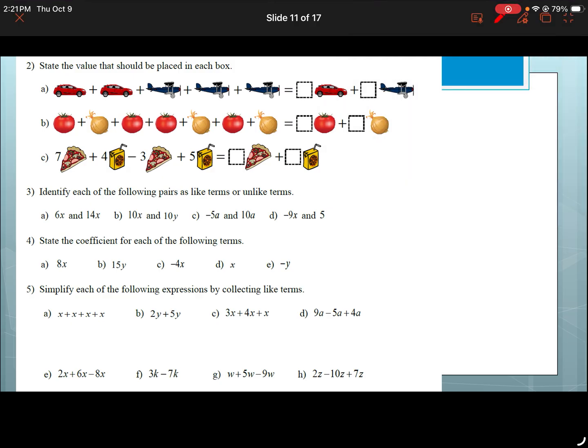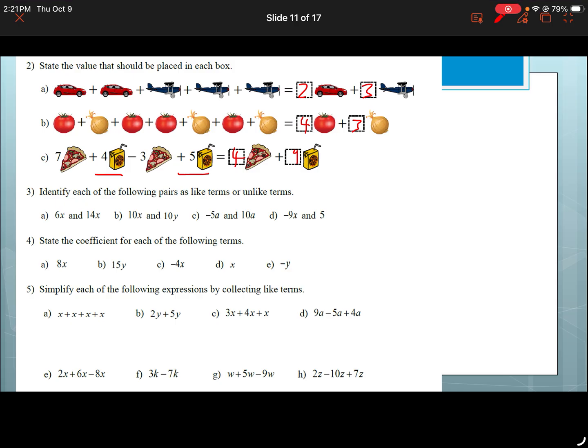Okay, so very quickly, let's do this. How many cars do we have? We've got 2 cars and 3 planes. So 2 cars plus 3 planes, I guess. How many tomatoes do we have? 1, 2, 3, 4. So it's 4 tomatoes and 3 onions. We've got 7 pizzas, take away 3 pizzas, that's 4 pizzas. And then we have 4 juice boxes plus 5 juice boxes, that's 9 juice boxes.